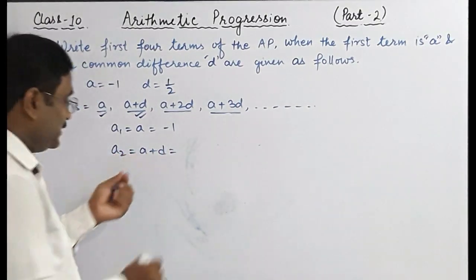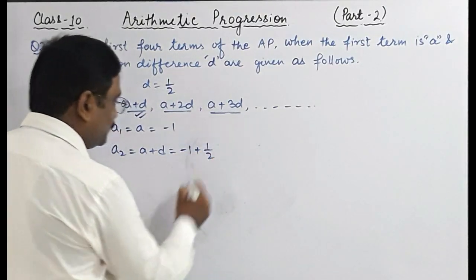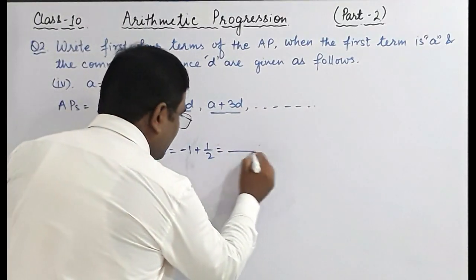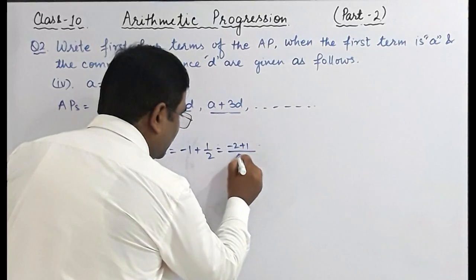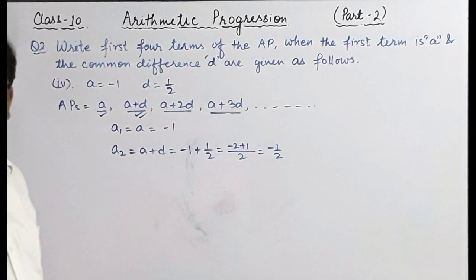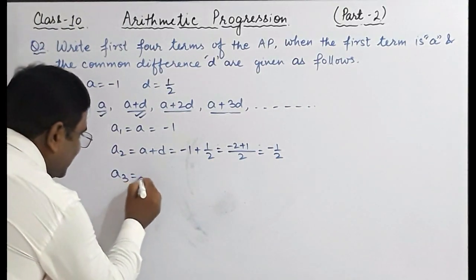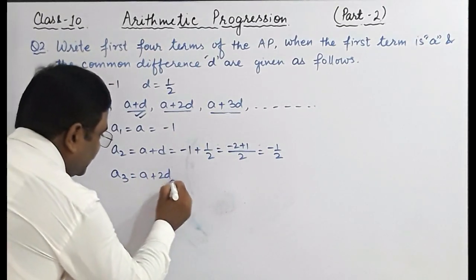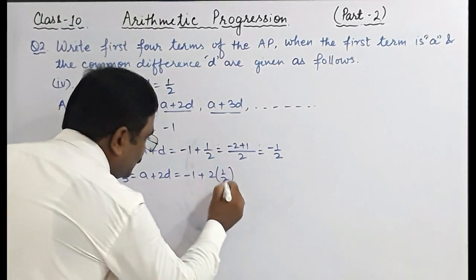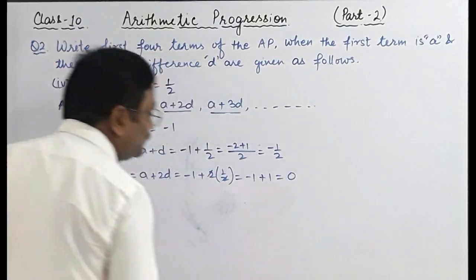As the first term A is minus 1 plus common difference is 1 upon 2. When you solve it, you will get minus 1 plus 1 upon 2, that is equal to minus 1 upon 2. So second term is minus 1 upon 2. Third term is A plus 2D, where minus 1 plus 2 into D is 1 upon 2. So when you simplify, you will get minus 1 and plus 1, which is equal to 0.